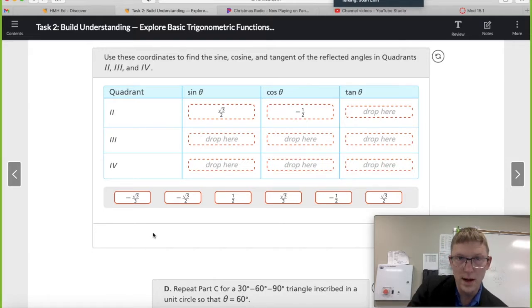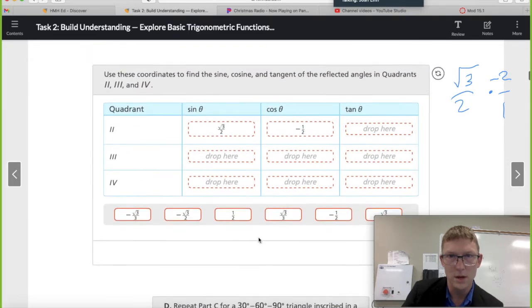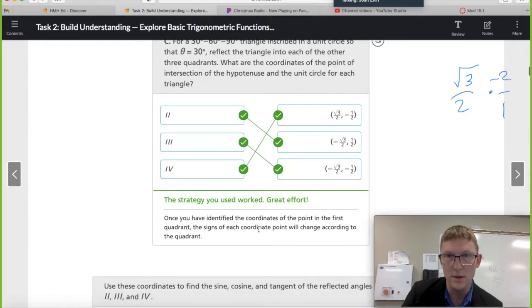So opposite, so that's going to be square root of 3 over 2 times the reciprocal. I'm still sticking with negative square root of 3. That's what I'm finding here. Did I do it wrong? Okay, fine. I'll look at it. So the tangent is going to be the opposite over adjacent.